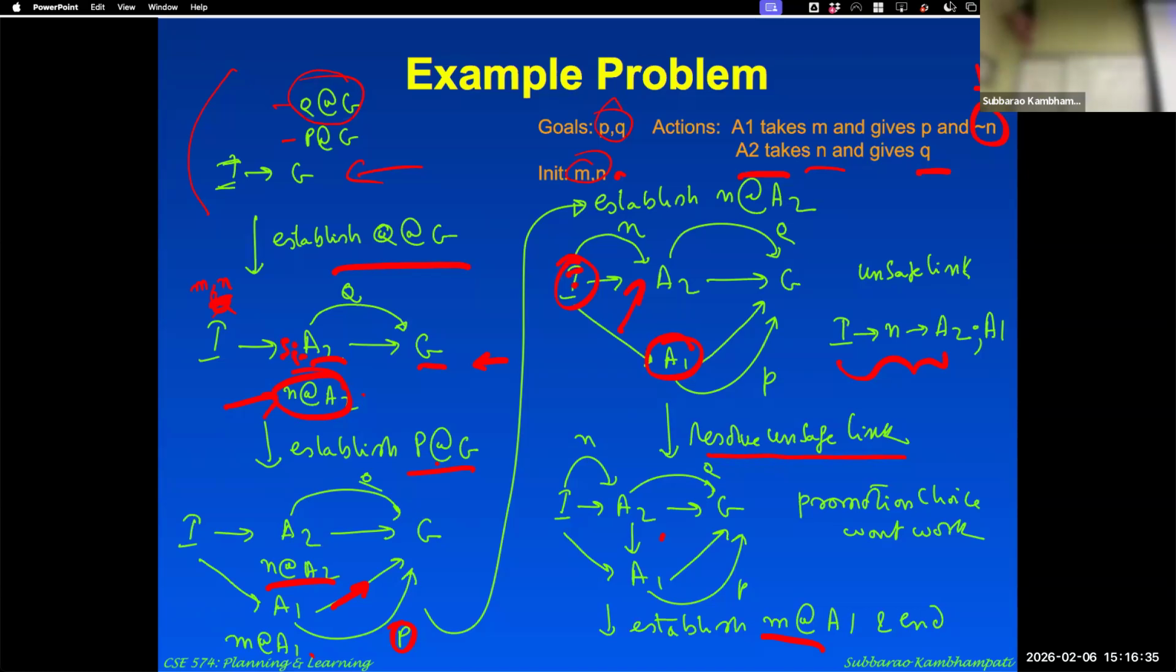Okay. So basically, I have S0 followed by S infinity, and S infinity has Q and P. Goals are P and Q. And the actions I have in my library: I have action A1, which takes M and gives P and not N. Then similarly, A2 takes N and gives Q. And basically, the initial state happens to have M and N.